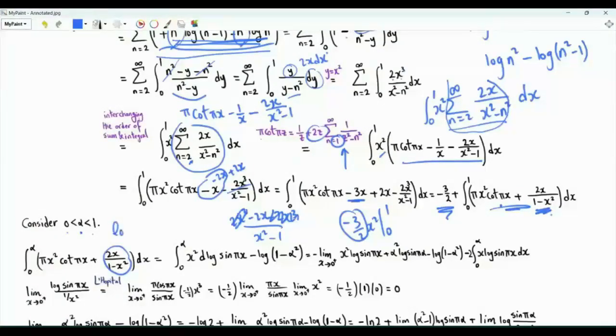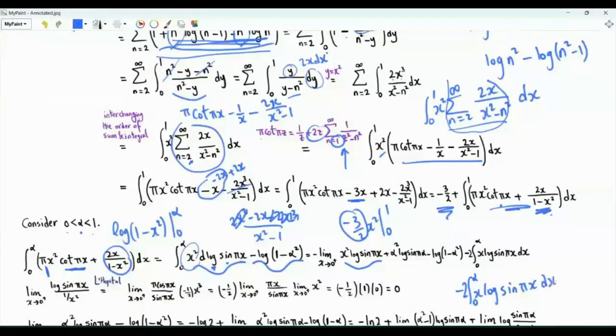The antiderivative of this part is minus the natural logarithm of 1 minus x squared. When we use the limits of integration, we get log(1 minus alpha squared) minus log 1, which is 0. So we have minus log(1 minus alpha squared). The antiderivative of pi cotangent pi x is the logarithm of sine pi x. We do integration by parts. When we use alpha, we get alpha squared log sine pi alpha. And then we need to take the limit of x squared log sine pi x when x approaches 0 from above. Also, when we do integration by parts, we will get minus the integral from 0 to alpha of log sine pi x times the derivative of x squared, that's 2x.